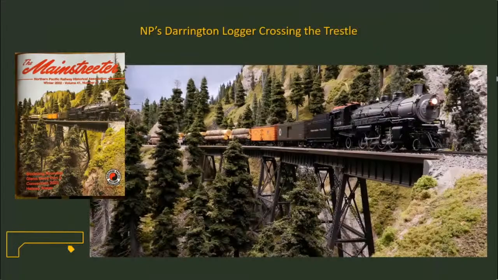There's a Darrington logger crossing that Alpine trestle, and for this photo, I was asked to do some photos for the Main Streeter, which is the Northern Pacific Railway Historical Association's magazine, and they liked them and put one on the cover. I retook this photo in a vertical format, but the key point here is that you'll notice my backdrop has no clouds. It's just blue. And we have days like that in Seattle, believe it or not.